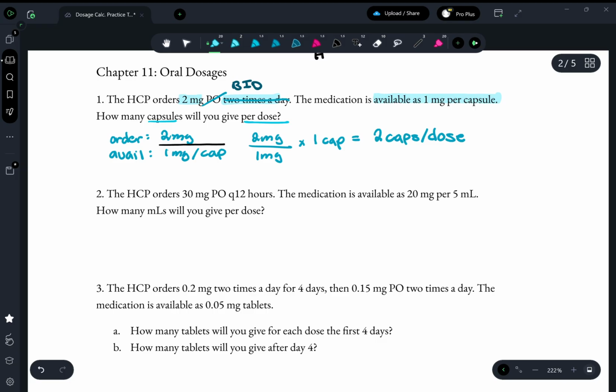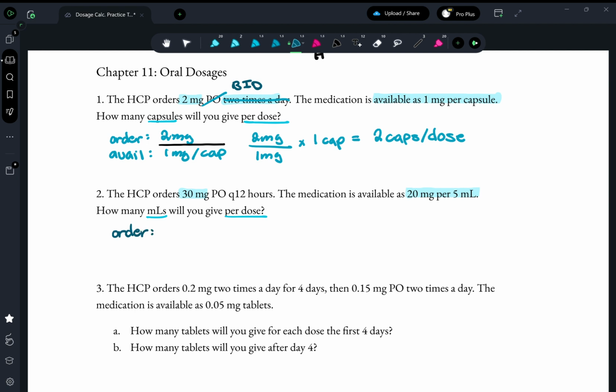So coming down here, 30 milligrams. We don't care about route, we don't care about time. And it's available as 20 milligrams per 5 mLs. And then how many mLs will we give per dose? Order 30 milligrams. Available 20 milligrams per 5 mLs. So 30 divided by 20 times 5 is going to be 7.5 mLs per dose.